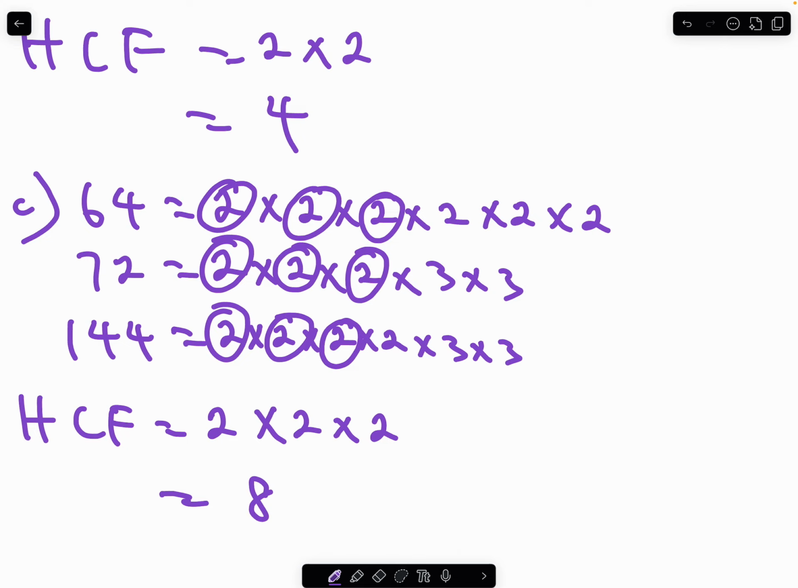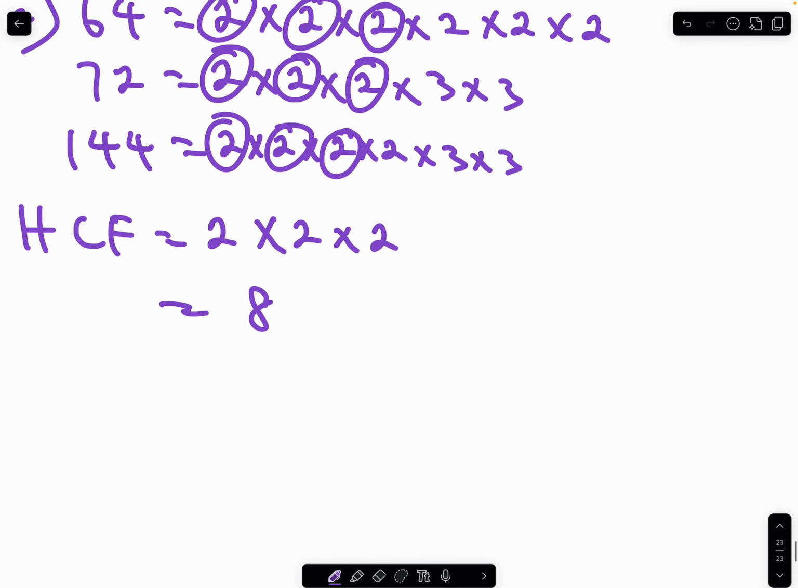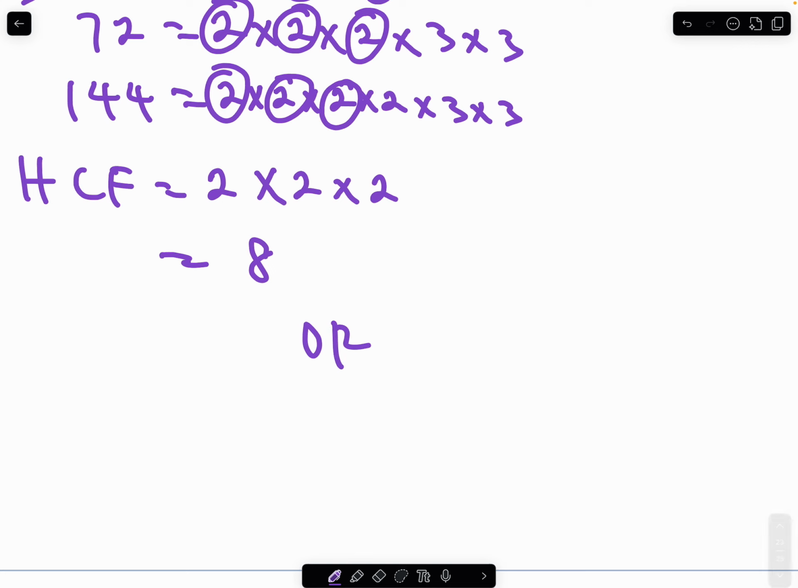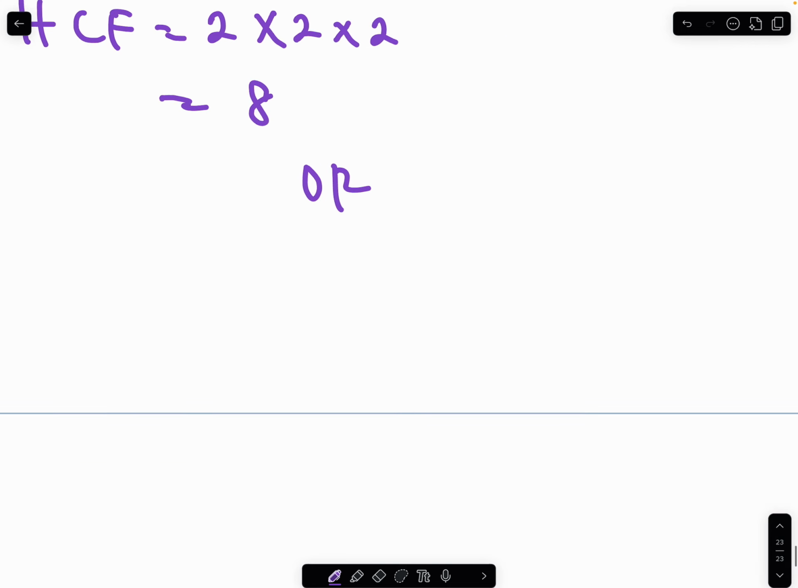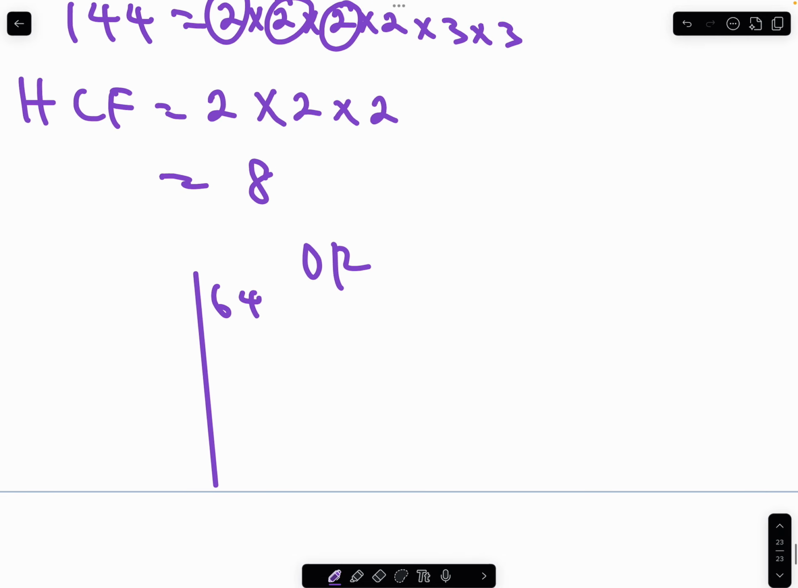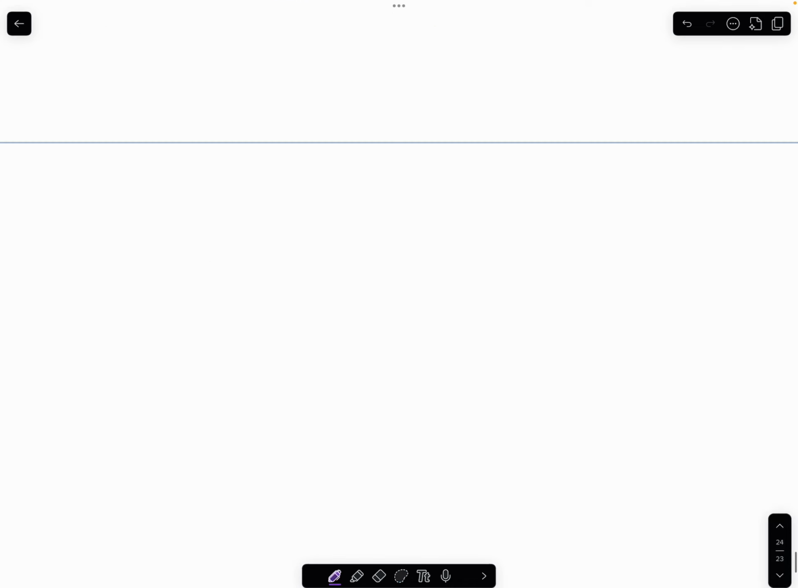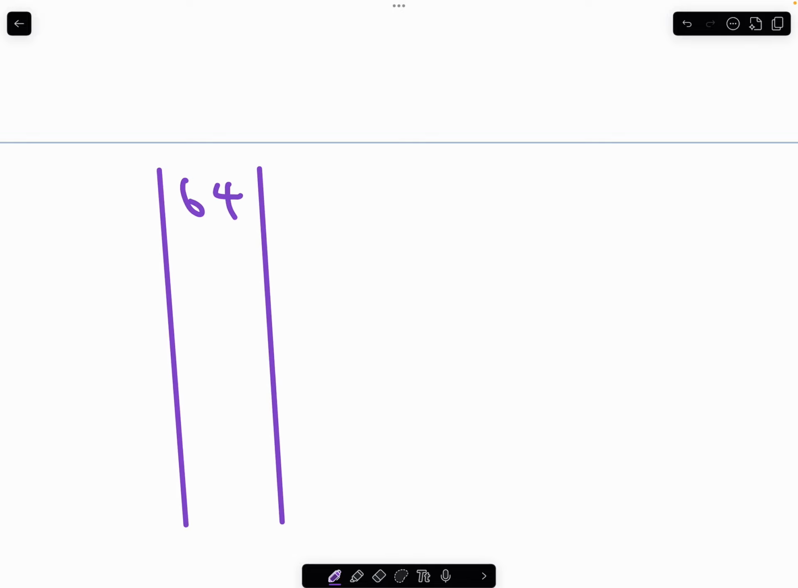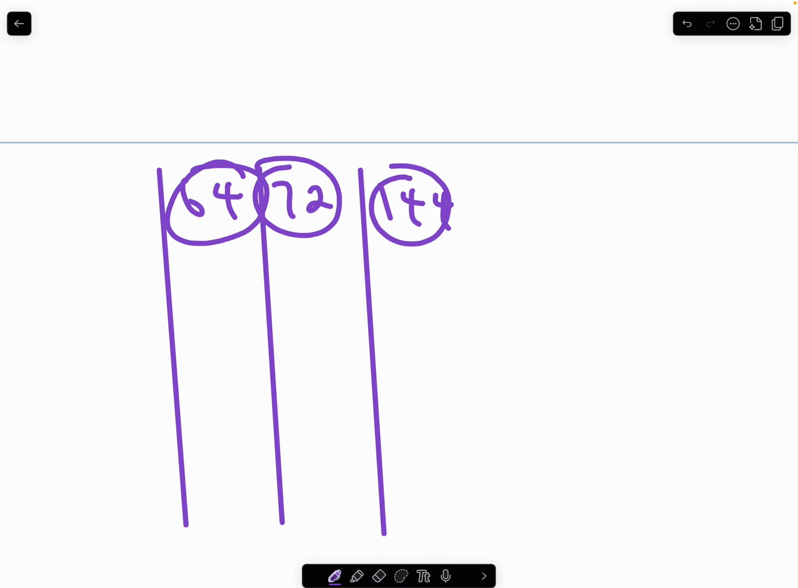And that's it, very, very simply. Oh, but before we go, there's an alternative method for finding the HCF. Let me just use it here. Find the HCF of 64, 72, and 144. You can use this long division method. We start dividing by the smallest prime number ever, but you make sure that it will divide all of them. 2 is the smallest prime number ever, and it will divide all of them.